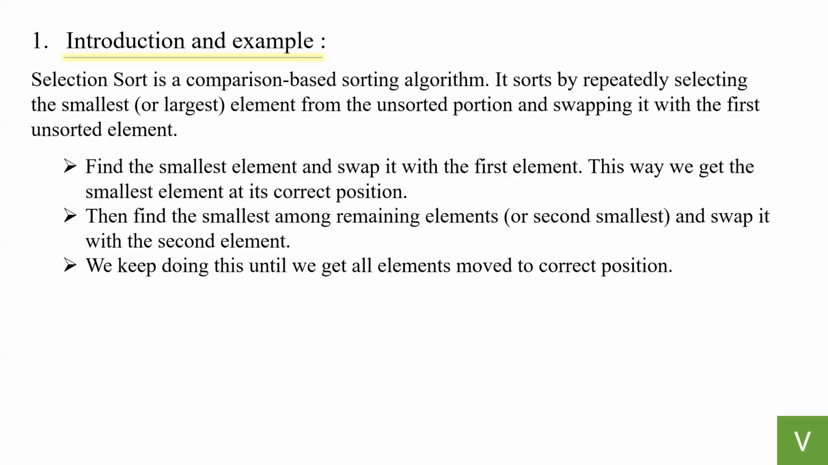Let us see the steps involved in this selection sort algorithm. Step number 1. Find the smallest element and swap it with the first element. This way, we get the smallest element at its correct position. Now let us look into step 2. Then find the smallest among the remaining elements, or the second smallest, and swap it with the second element. We keep doing this until we get all the elements moved to their correct positions. So these are the steps involved in the selection sort algorithm. Let us understand clearly with the help of an example.